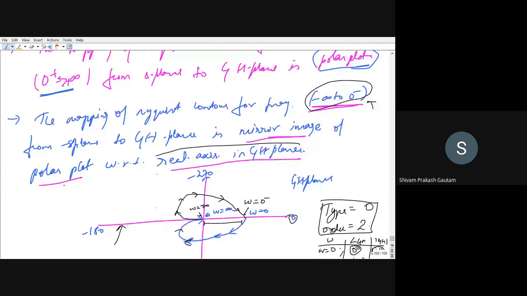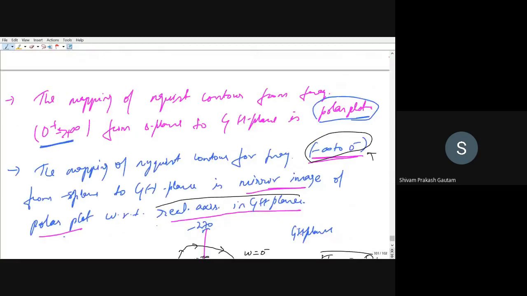The mapping of the Nyquist contour for frequency minus infinite to 0 minus, that is for negative frequency. If you are having a negative frequency, because the Nyquist plot is a plot for minus infinite to plus infinite. When omega tends from minus infinite to plus infinite, the different magnitude and phase from minus infinite to plus infinite, if you want to plot, that is called the Nyquist plot.